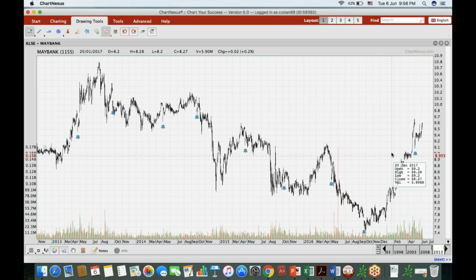Does volume affect the pattern? The answer is yes. The volume is likely to tell you whether the pattern is reliable or not. The higher the volume, the more reliable the pattern is.